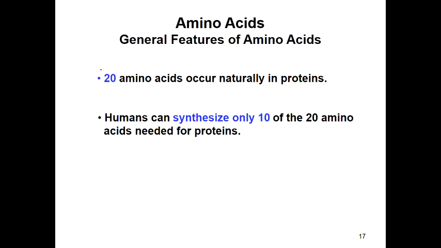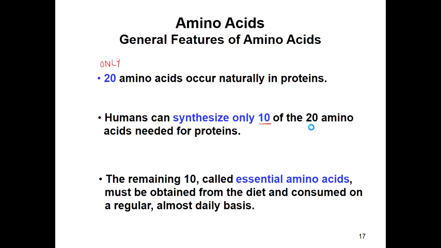Guys, only 20 amino acids can be available naturally, can be synthesized naturally, can be produced naturally. Only 20. Our body can make only 10 out of these 20. Only 10 of these 20. So how about for the rest? I'm sure you have the answer for this one.